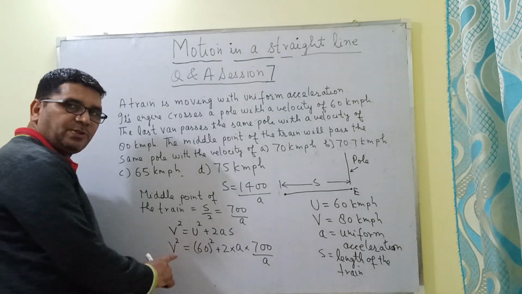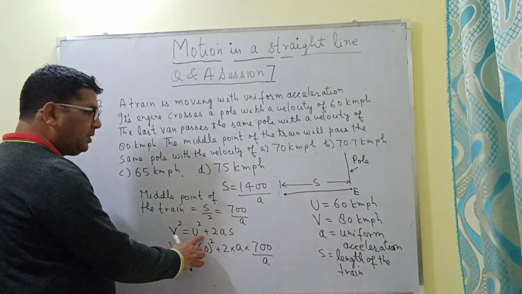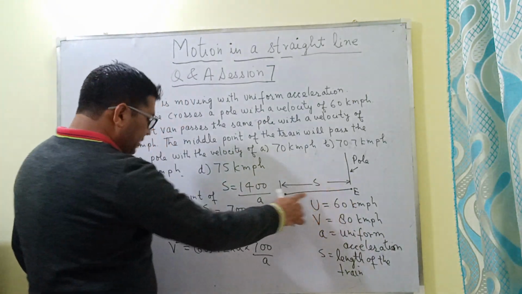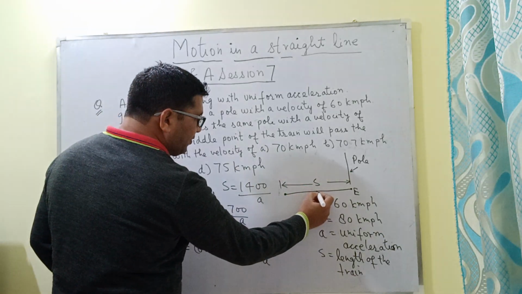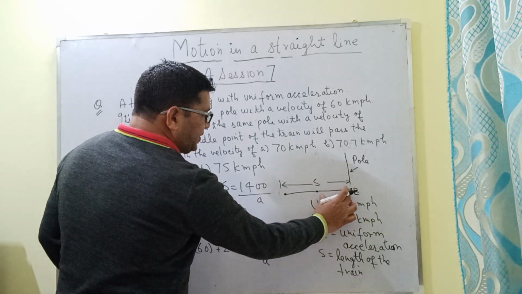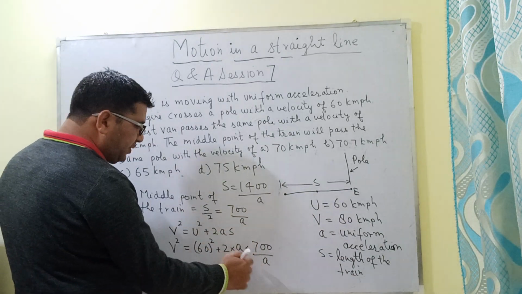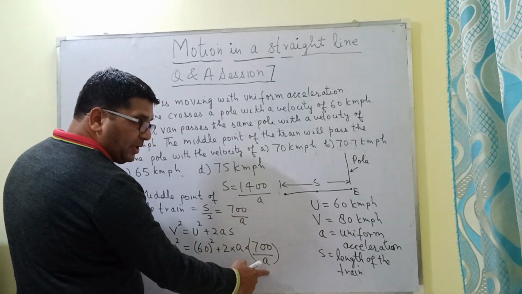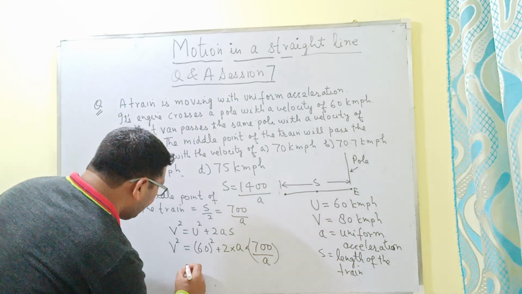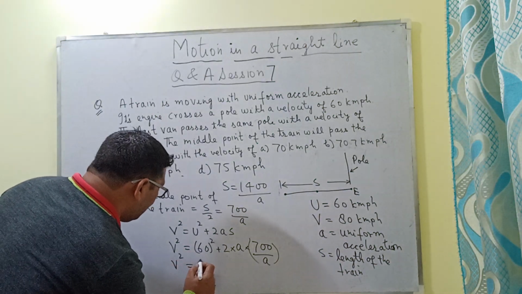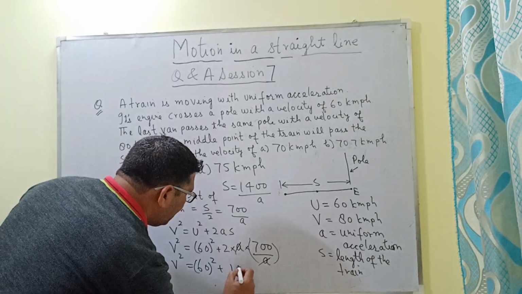So by using this equation of motion again, that is V square is equal to U square plus 2AS, U is equal to 60 km per hour. The middle point of the train, let's say this is somewhere here, so this distance will be equal to S by 2, and that S by 2 was equal to 700 by A. So I have put that value here. A is the acceleration of this train. So V square will be equal to 60 whole square plus, A will get cancelled out, and this is equal to 1400.